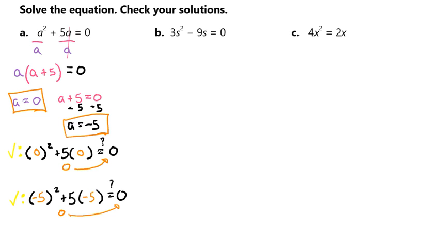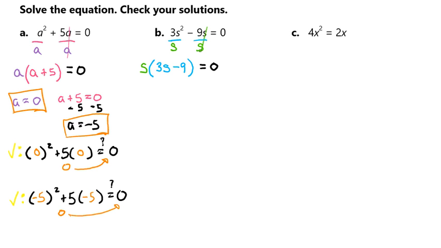For letter B, we want to know, what do the 3s squared and the minus 9s both have in common? Well, here they both have an s in common. So we're going to take out the s, and that's going to leave us with (3s minus 9) equals 0. Again, because there was 2 here and I took 1 away, there's only 1 left. And then here, 1 take away 1 means that only that 9 came out.